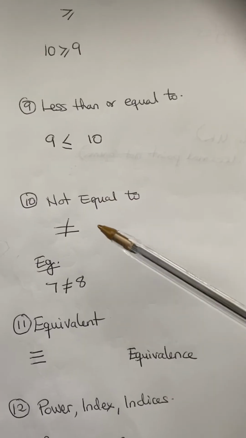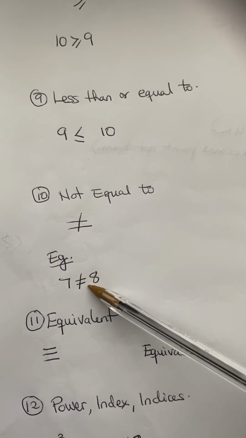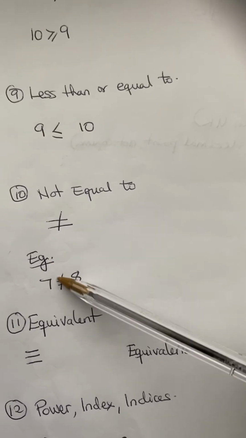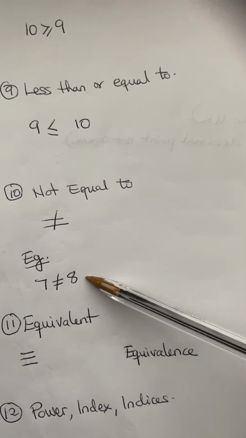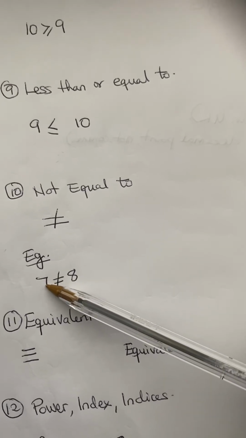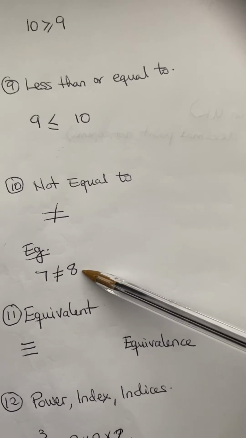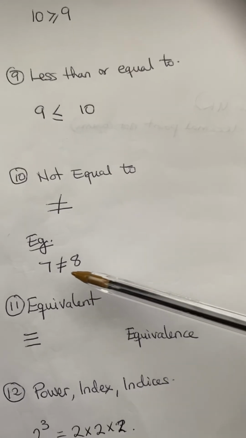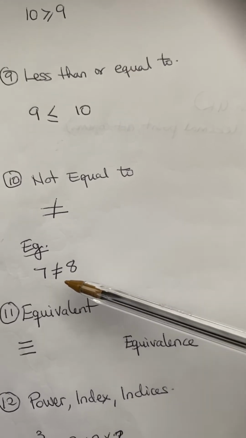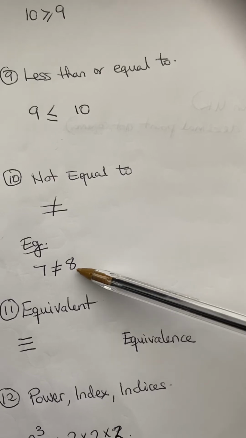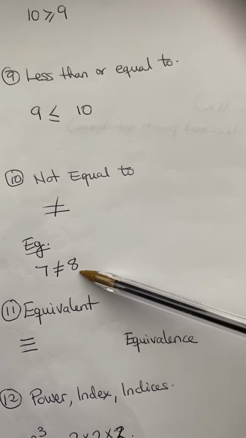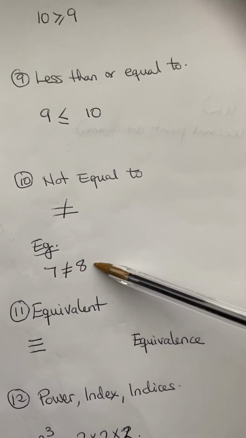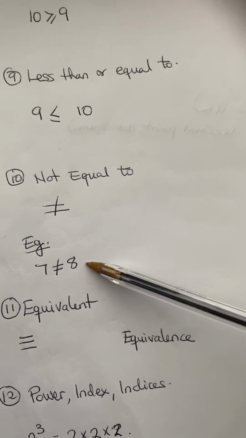So for example, 7 is not equal to 8, which is a fact. But 7 can be equal to 7. And 7 can be less than 8, but it's not equal to 8. So if you go somewhere and they ask you to pay £8, you might have to find £8. If you give them £7, it's not equal to the value of what is being asked.